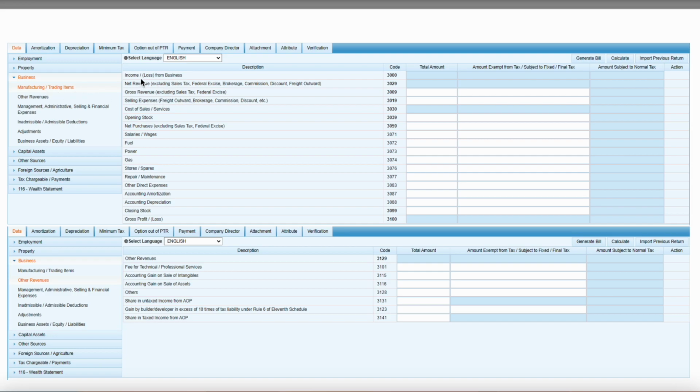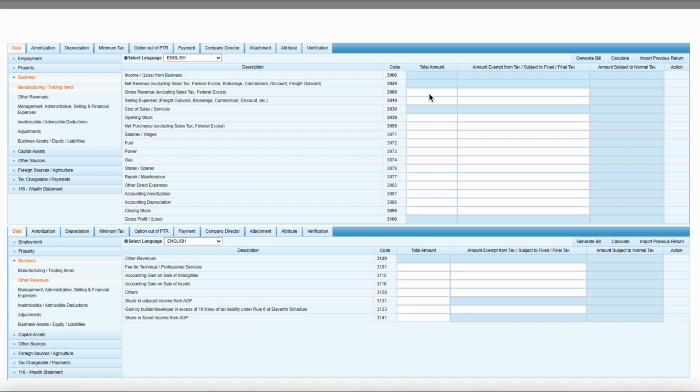and it starts with income loss from business. All these three columns are blue, so this is a column which Iris will calculate itself. You cannot enter any amount here. Then next is net revenue, excluding sales tax, federal excise, brokerage, commission, discount, freight, etc. And it is also blue. That means that we can't directly enter any amount here. The first amount that we can enter is gross revenue, excluding sales tax and federal excise.